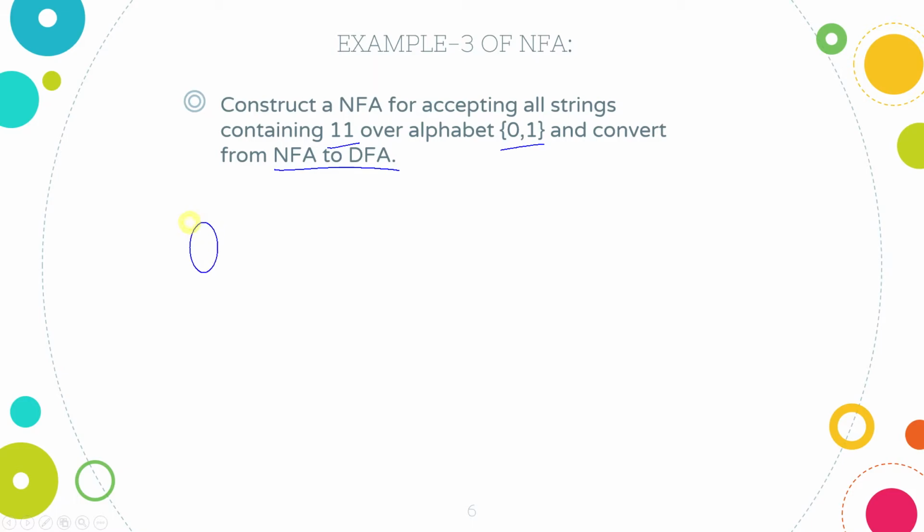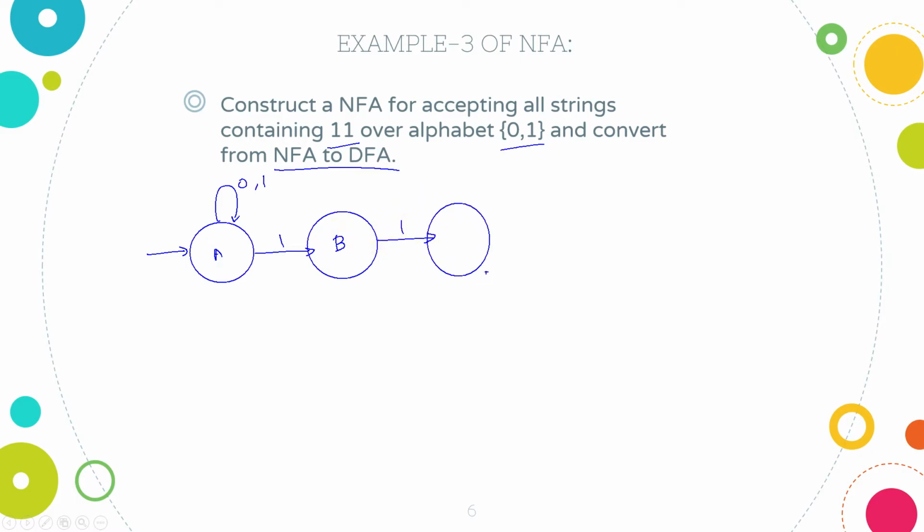So let's say this is our starting state A. You get anything over here, let it be 0 or let it be 1. We are okay with it. And you get a 1, you go to state B. You get another 1, you go to state C. And again you get anything over here, we are okay with it, 0, 1. And this is the final state. Okay. So this is the NFA.